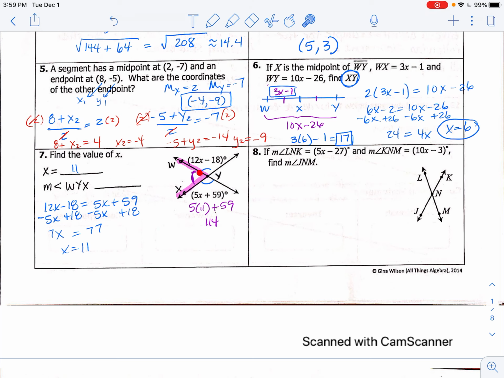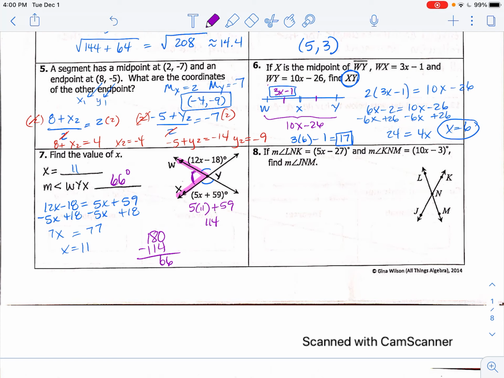I want this angle over here. They are a linear pair. That means they are supplementary. Supplementary means they add to 180. So if I subtract 114 from 180, that gives me 66, which is the measure of that angle.